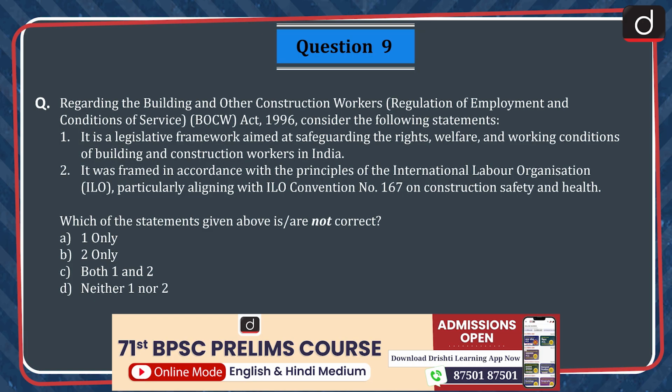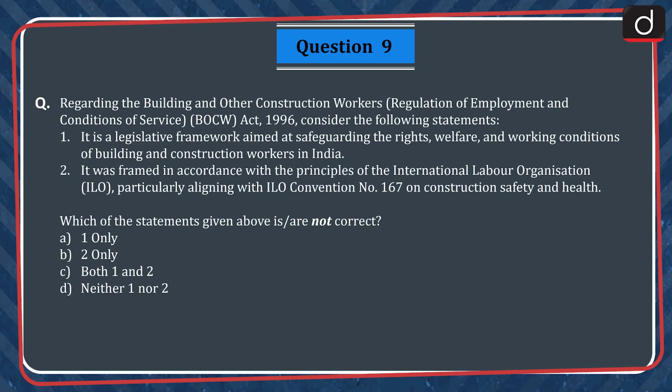Next, regarding the Building and Other Construction Workers Regulation of Employment and Conditions of Service Act 1996, consider the following statements. 1. It is a legislative framework aimed at safeguarding the rights, welfare, and working conditions of building and construction workers in India. 2. It was framed in accordance with the principles of the International Labour Organization, particularly aligning with ILO Convention No. 167 on construction safety and health. Which of the statements given above is or are not correct? 1 only, 2 only, both 1 and 2, neither 1 nor 2. The correct answer is option D, neither 1 nor 2.